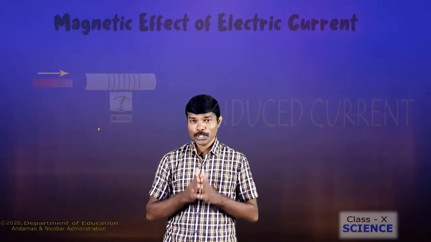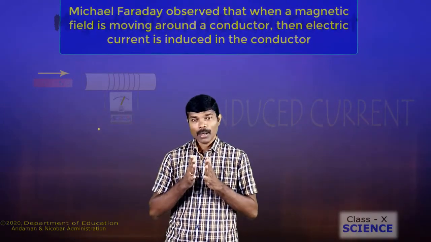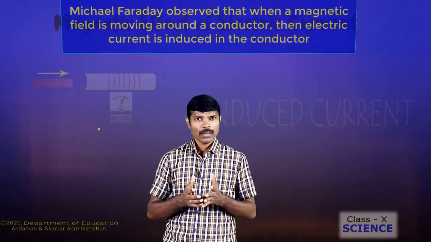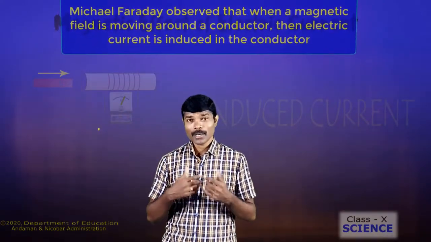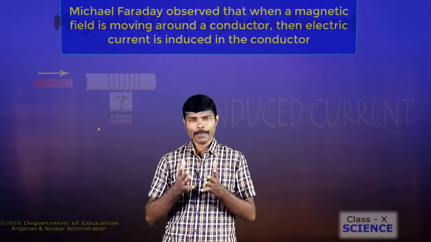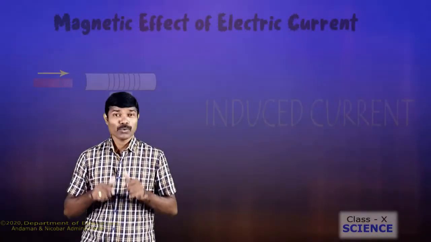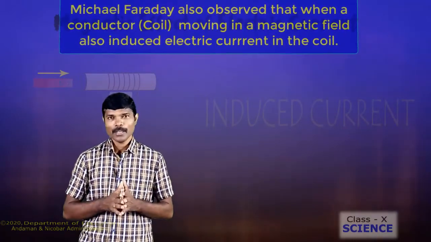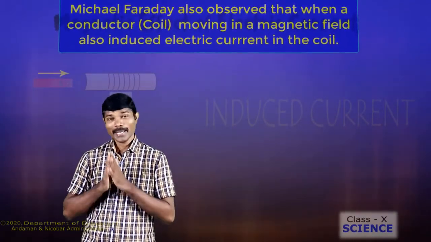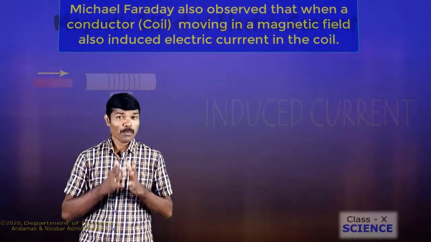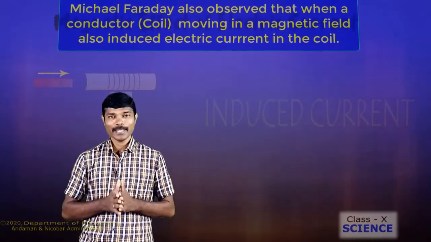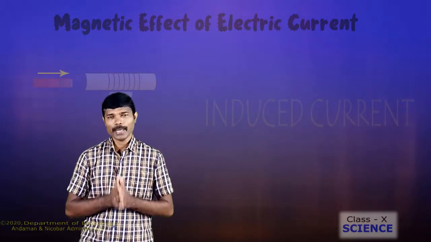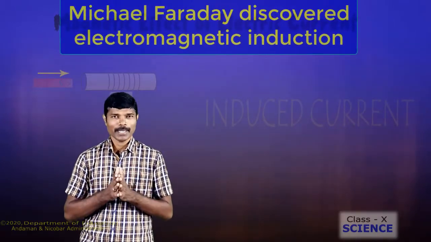Now think about a situation in which a conductor is moving inside a magnetic field, or the magnetic field is changing around a conductor. What will happen in such a situation? This was first studied by an English physicist called Michael Faraday. Michael Faraday made an important breakthrough in how a moving magnet can generate electricity. To understand this, let us take some simple examples.